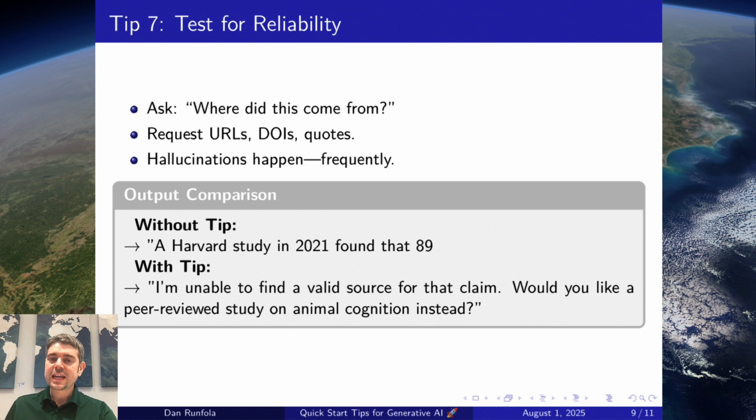Tip 7. Test for reliability. Chatbots can sound confident even when they're totally wrong. Ask for citations, links, or quotes. If the model can't tell you where it got something, don't trust it.